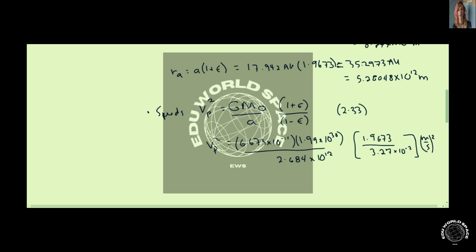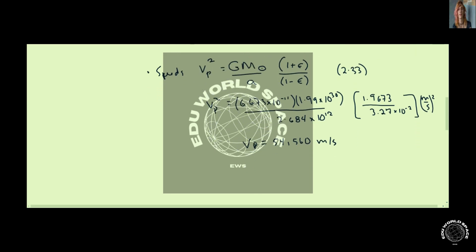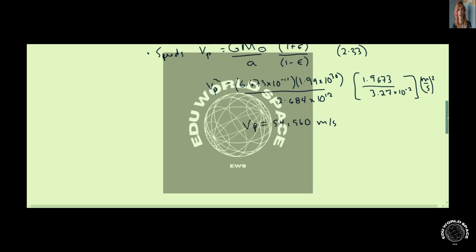And working all that out, I'm getting 54,560 meters per second. That is pretty serious. Not to fear, Halley's is bound to the sun. The aphelion velocity can then be found using conservation of angular momentum.